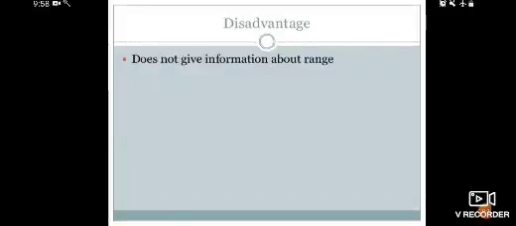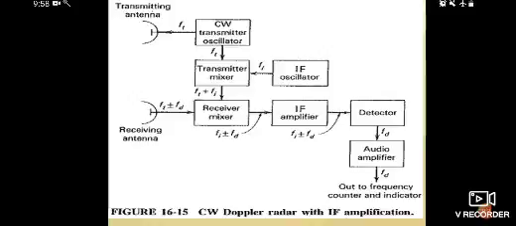And the disadvantage is that it does not give any information about the range. Why? Because pulse radars can give the range of the target from the transmitter. The next one is the modified CW radar, that is the Doppler radar with IF amplification. The main blocks are the CW transmitter oscillator, transmitter mixer, IF oscillator, IF amplifier, receiver mixer, detector, and audio amplifier. Please note this diagram.